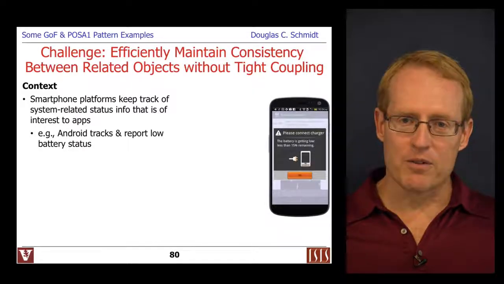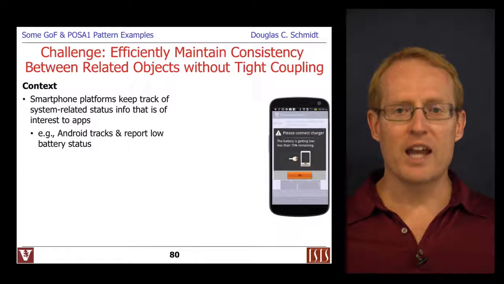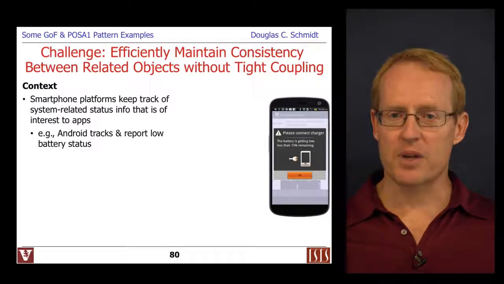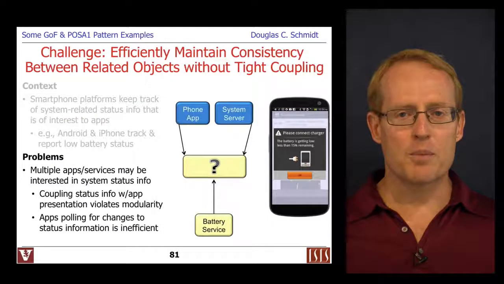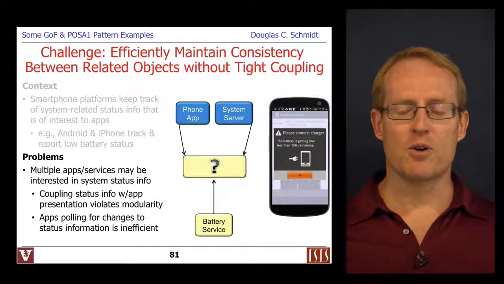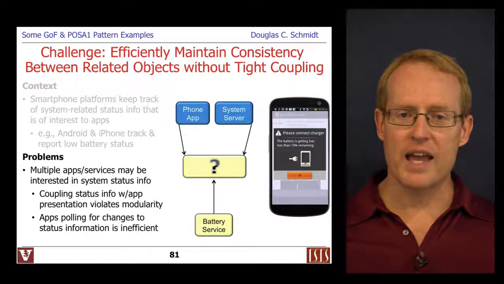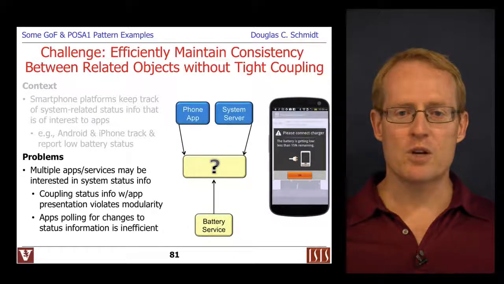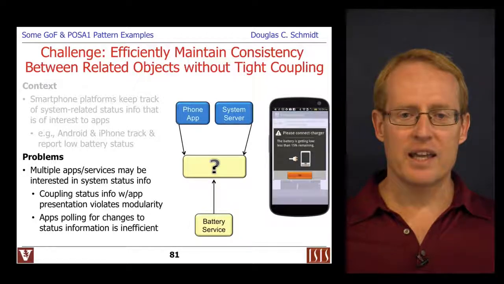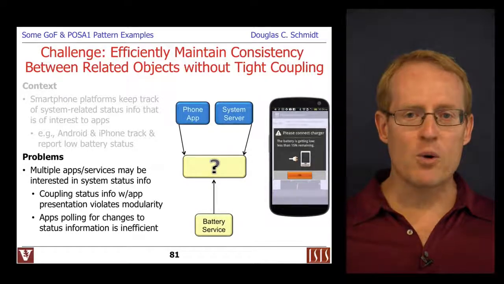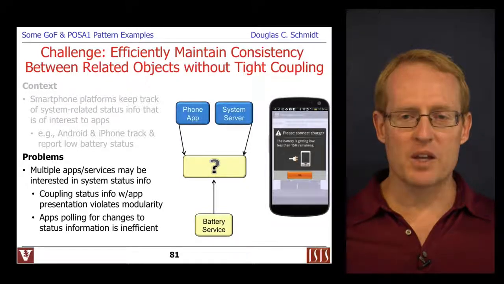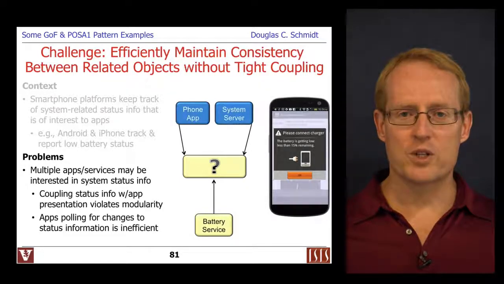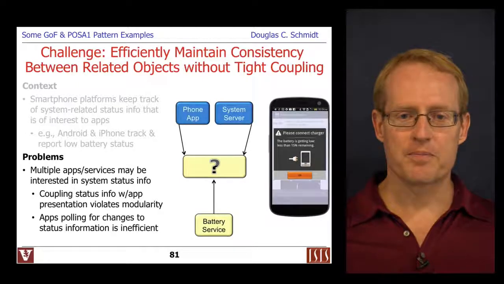And they have ways of being able to report this up to interested parts of the system, applications, system services, and so on. The problem here is severalfold. First of all, it's probably the case that multiple apps and services may be interested in this system status information. For example, in Android, the phone app is interested in the battery being low, as is something called the system server, which keeps track of some of the status information.